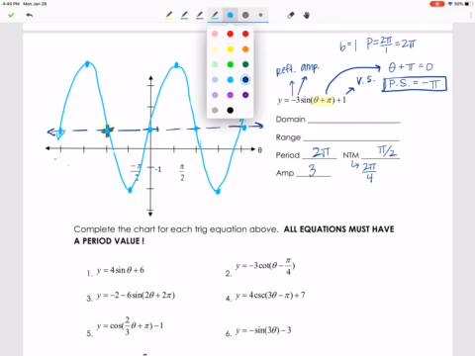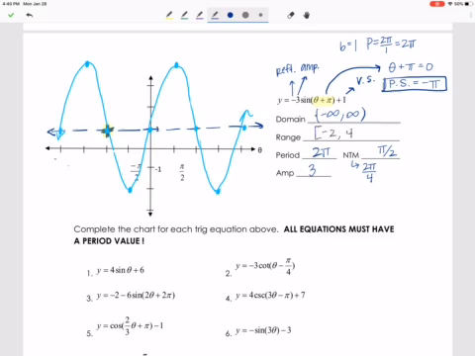All right, our domain, still no different, negative infinity to positive infinity. Our range has gotten much larger. We're stretching all the way down from -2 up to +4, both included. Okay.